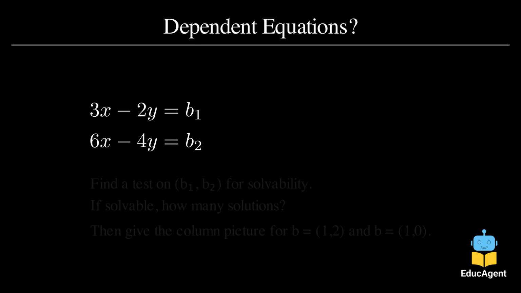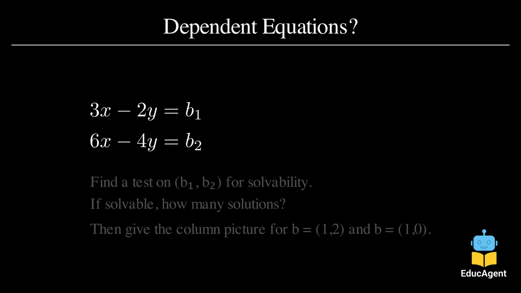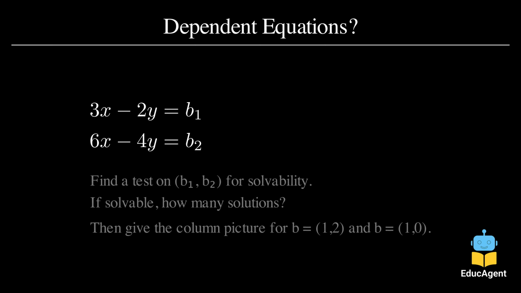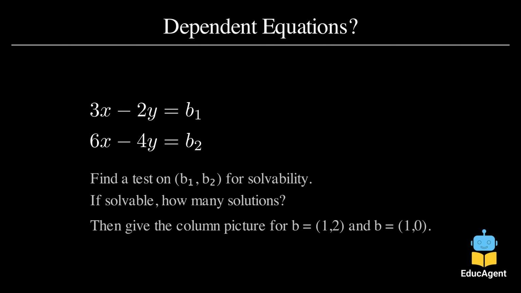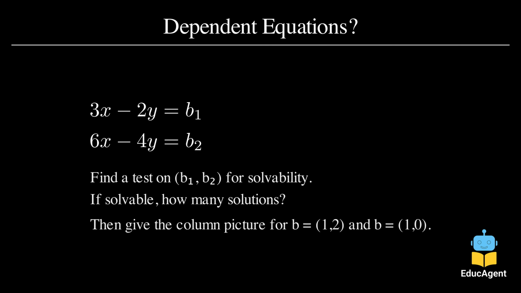Here's the problem we'll solve today. Determine a test on B1 and B2 that decides whether the system 3x minus 2y equals B1, 6x minus 4y equals B2 has a solution. Then state how many solutions it will have when it is solvable. And finally describe the column picture for B equals (1, 2), and for B equals (1, 0).